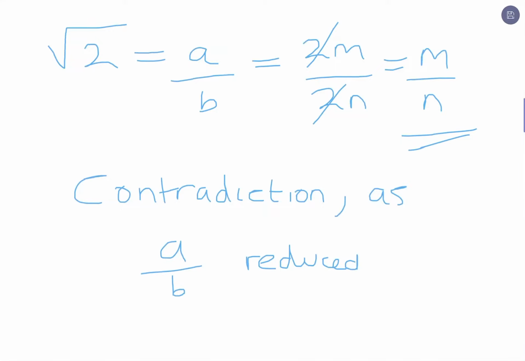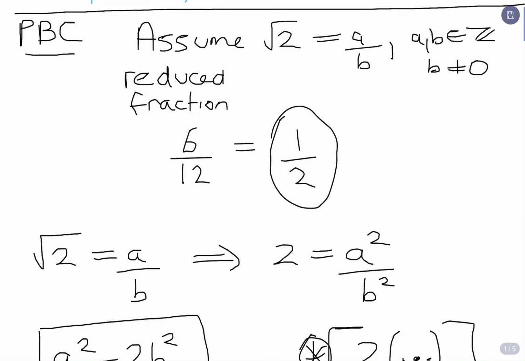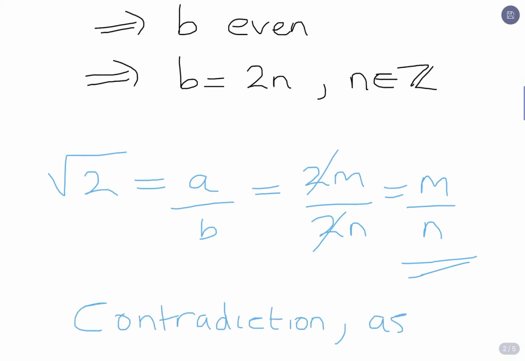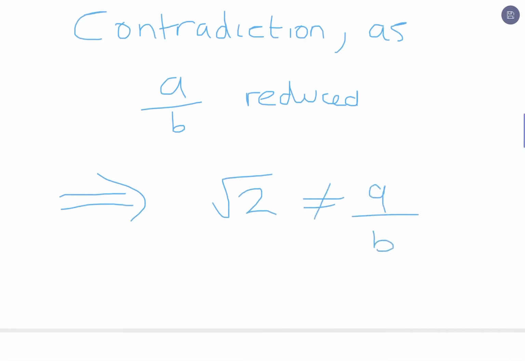And then, as we have a contradiction, it must mean that our initial assumption was false. And what was our initial assumption? Well, that was assuming that root 2 equals a over b, where a and b are integers and b is non-zero. Because of this contradiction, we must have that root 2 is not equal to a over b, and therefore root 2 is irrational.